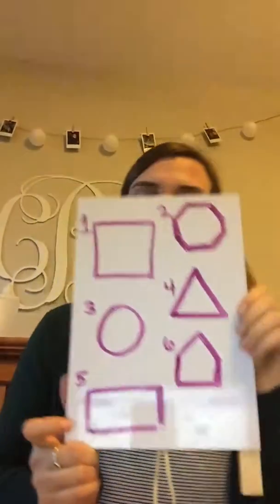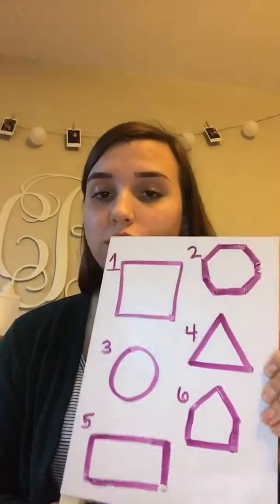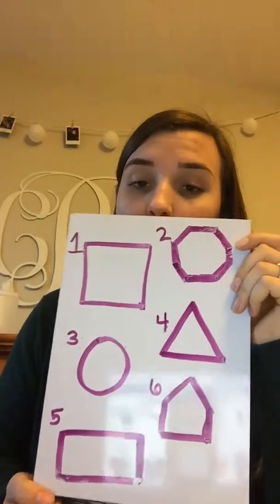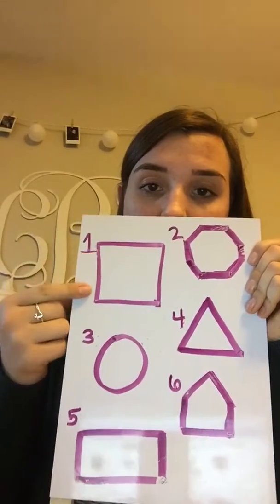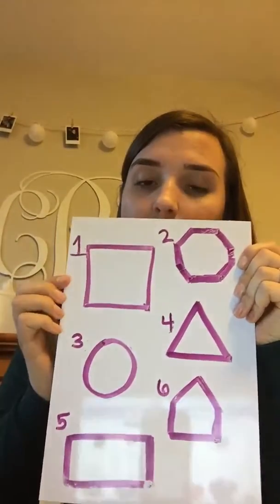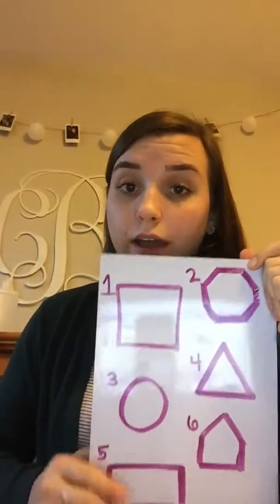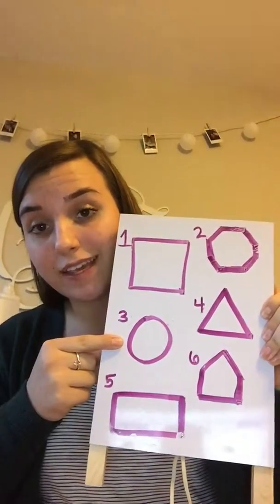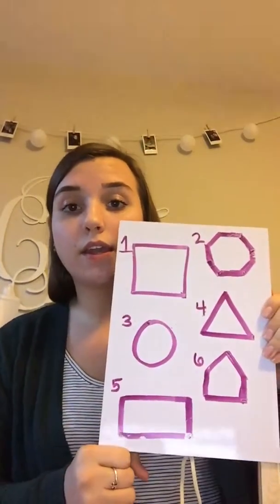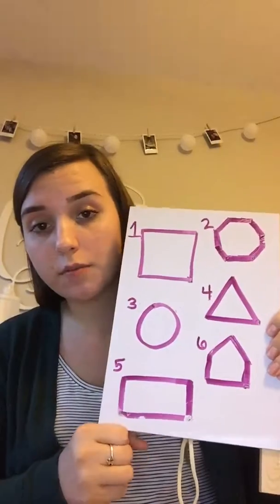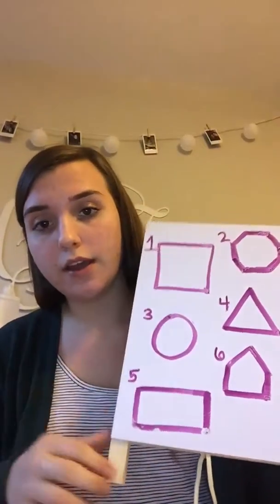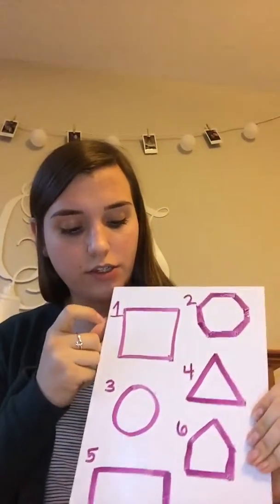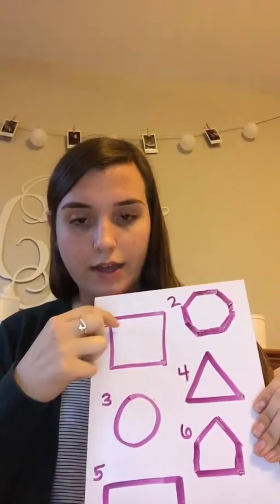Very good. Can anyone tell me what most of these shapes have in common? Almost all the shapes on this board have sides, correct? Can anyone tell me the one shape that does not have sides? Very good. The circle does not have any sides. Can anyone tell me another thing that most of these shapes besides the circle have in common? Yes, each of these besides the circle has corners.